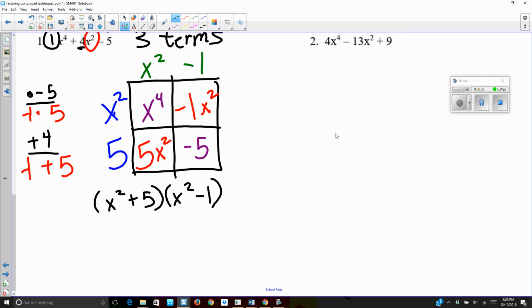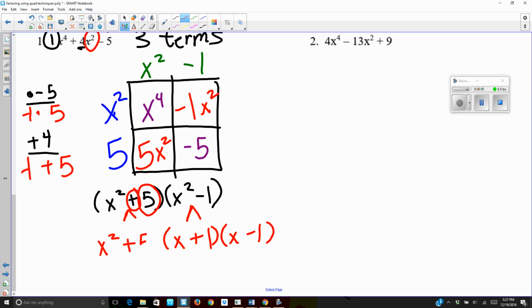However, we can go a little bit further. X squared minus 1, you should notice, those are both perfect squares. The square root of x squared is x, and the square root of 1 is 1. Remember, to factor perfect squares, always one of those is a positive 1, and one of those is a -1. X squared plus 5, those are not perfect squares. In any way, it's a plus problem, so you cannot factor x squared plus 5 further.